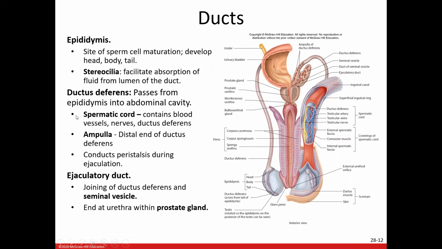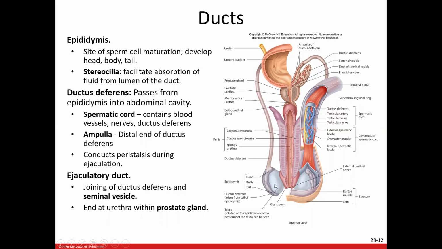First duct we're going to talk about is your epididymis. This is just right outside the testes. And this is ultimately where your sperm are going to develop into their most mature state. So with the head section, the body section, and the tail section of the sperm. The epididymis has a special structure called the stereocilia, and ultimately these are going to help with absorption of any excess fluid within the lumen of the ducts, the space within the ducts, any excess fluid that doesn't need to be there during the sperm development.